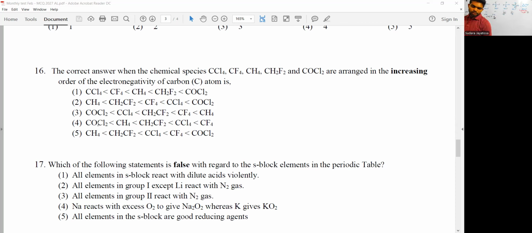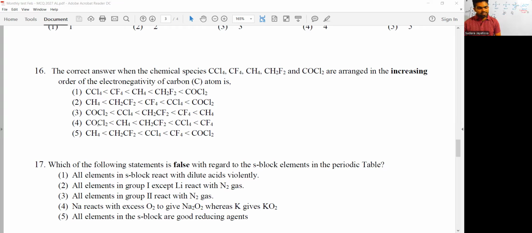Look at the next one. All elements in group 1 except lithium react with N2 gas. That is also clearly wrong. So, if you are asked to mark an answer in the exam, you need to select the second statement, because it is totally wrong. Only lithium reacts with N2. All others are not reacting with N2. So the second statement is also wrong, and it is the most suitable answer. Answers 1 and 2 both are wrong.